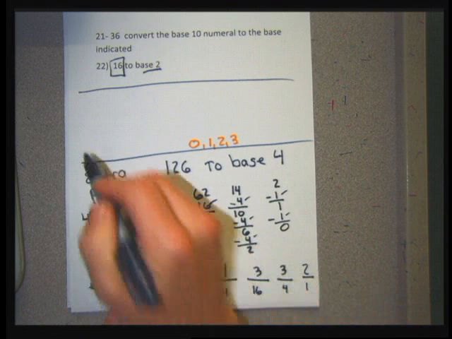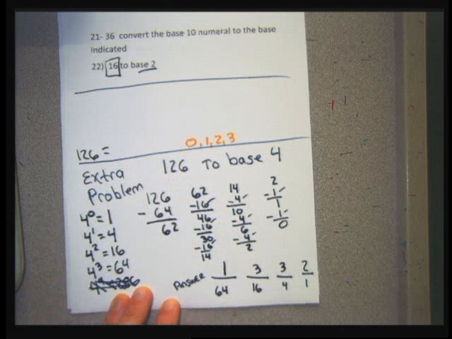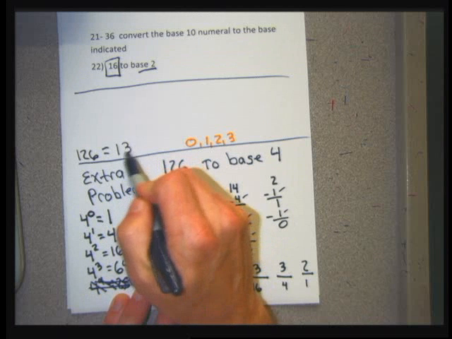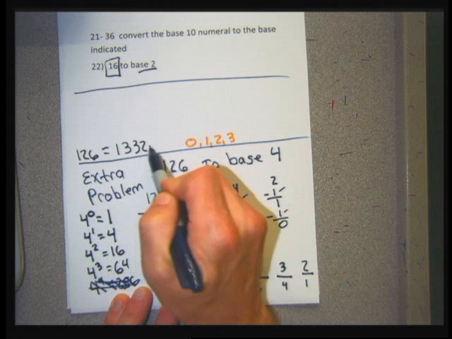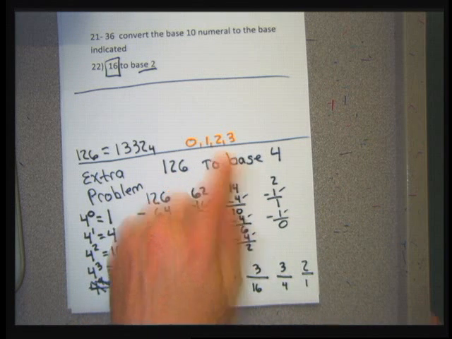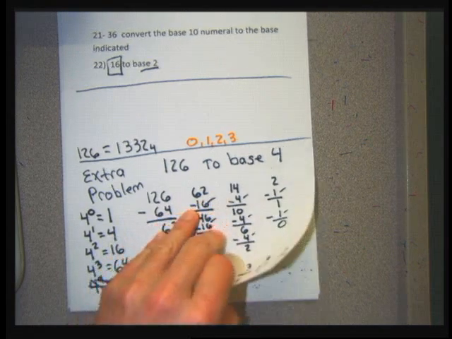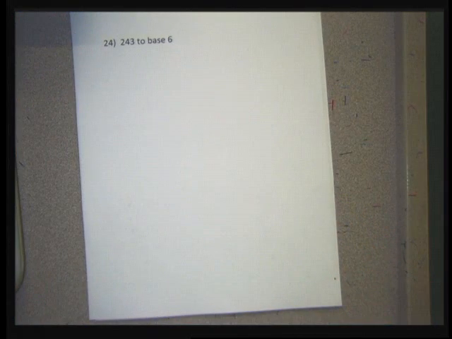So I would say 126 base 10 is going to equal 1332 base 4. Nicely, if you look at my answer, it doesn't have any number bigger than 4, and that's perfect. I'm going to take a second before I do problem 22 because it's still a little bit tricky. It's a bad first problem. So let me do 24, and then I'll go back and do 22.